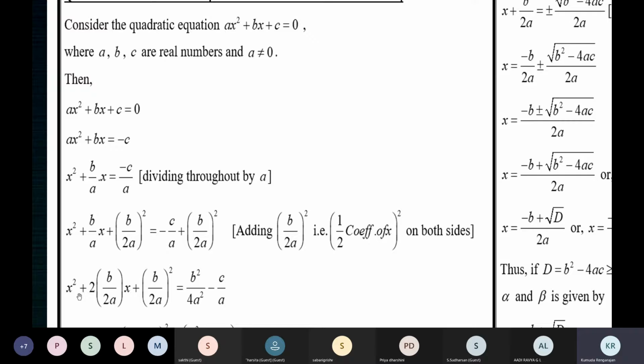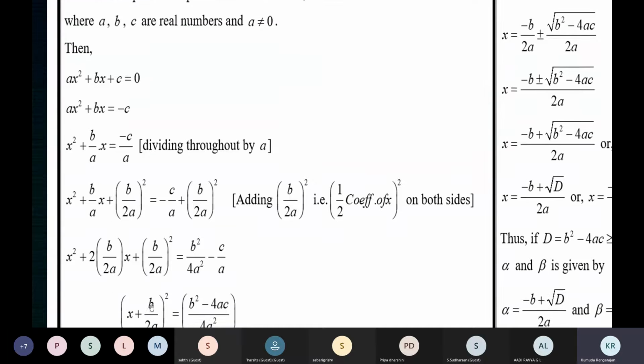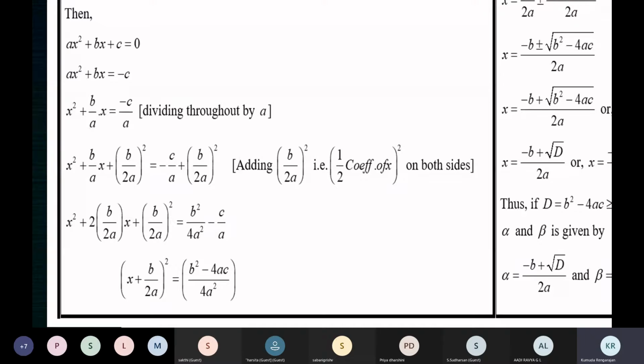x plus b by 2a the whole square, because it's perfectly of the form p the whole square plus 2pq plus q the whole square. So this can be written as p plus q the whole square. These three terms can be written as p plus q the whole square, where p is x and q is b by 2a, is equal to, here take up the LCM.